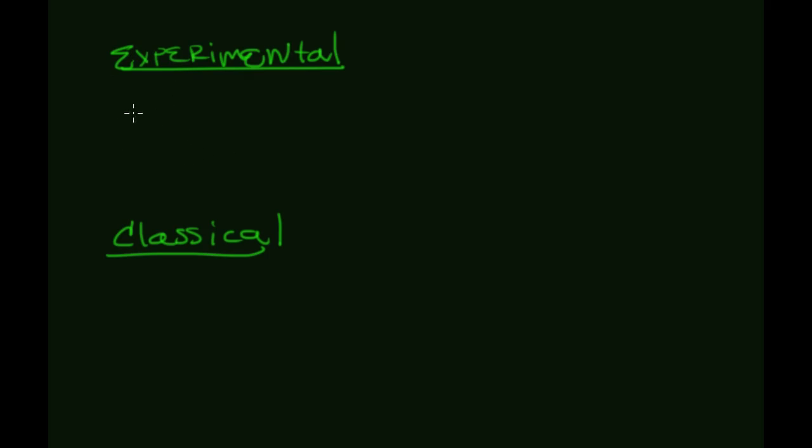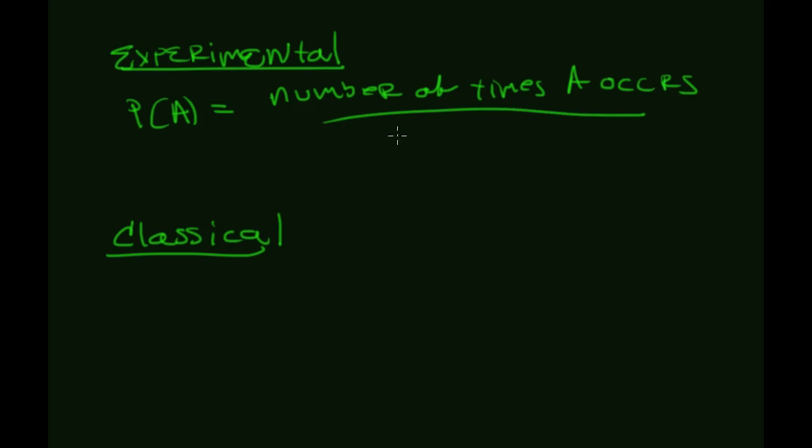So in experimental probability, you're going to do something over and over again. You might flip a coin or roll a die or whatever. You're going to do some event over and over again. Okay, so the probability of some outcome from that event occurring is the number of times that event occurs over the number of trials.